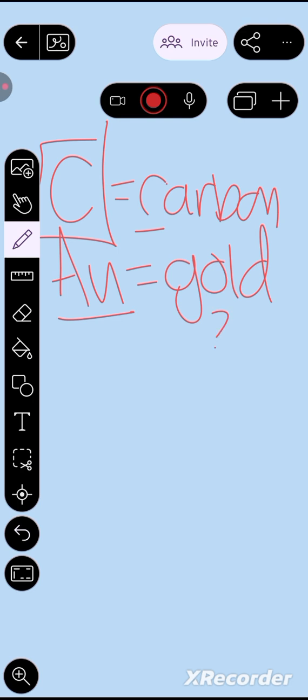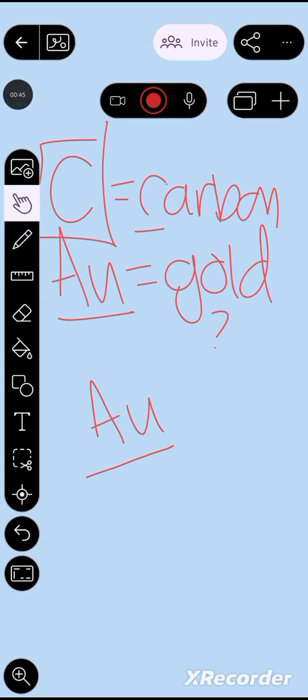So why does Au represent gold on the periodic table? This is because Au are the first two letters of the Latin word for gold. Some other elements on the periodic table also take this pattern.